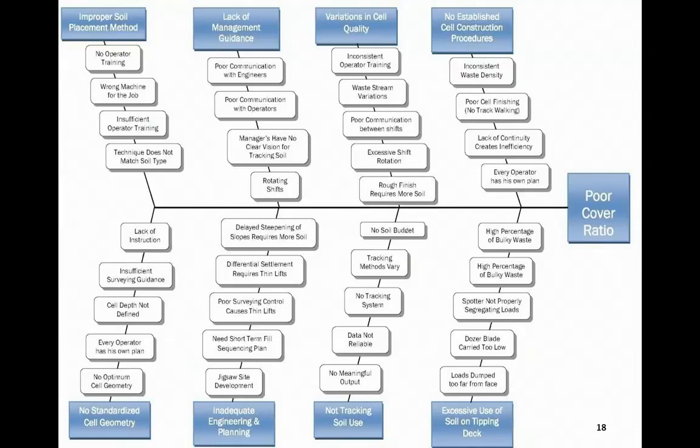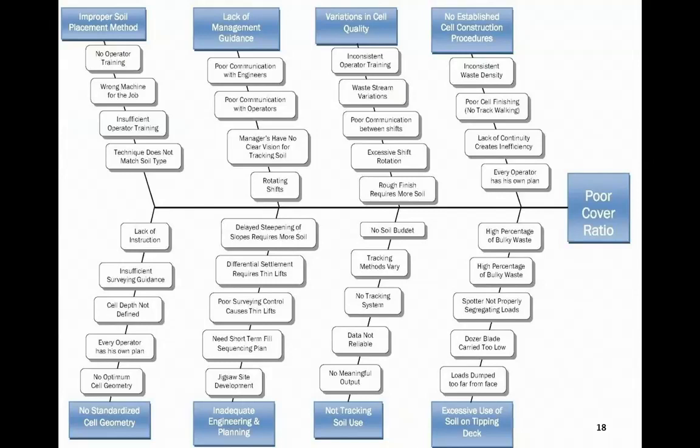So then the blue boxes on the top and on the bottom are broad categories. If we start at the top right, maybe we don't have some established cell construction procedure, or next maybe we have variations in cell, I'm talking daily or weekly cell quality. Maybe we don't have good management guidance or improper soil placement method.